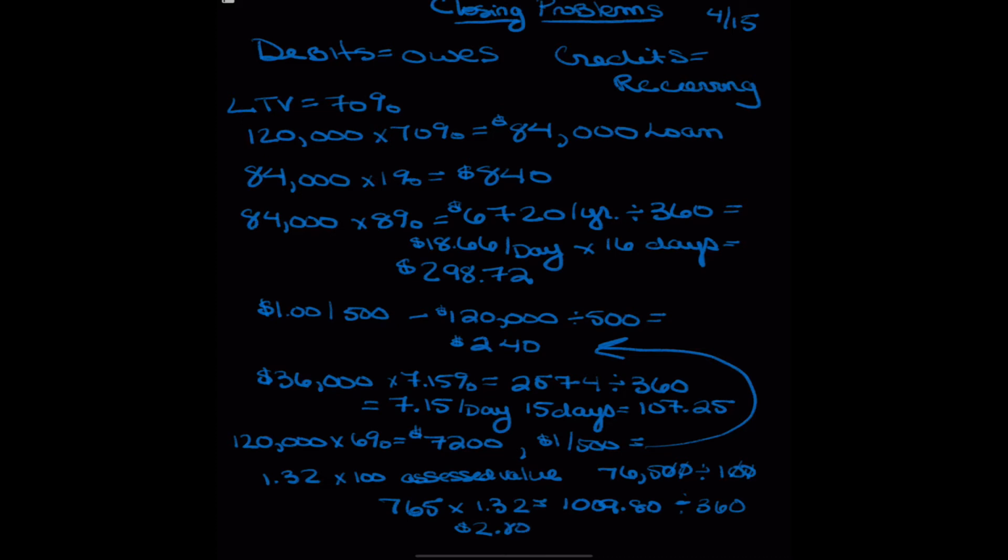$2.80 per day. And we've got 3 months and 15 days. You've got 30 days in January, 30 days in February, 30 days in March, that's 90, plus the 15 days in April for 105 days, for a total of $294 and 53 cents. So we know that $294 and 53 cents is what the seller needs to give to the buyer, making it a seller debit and a buyer credit.